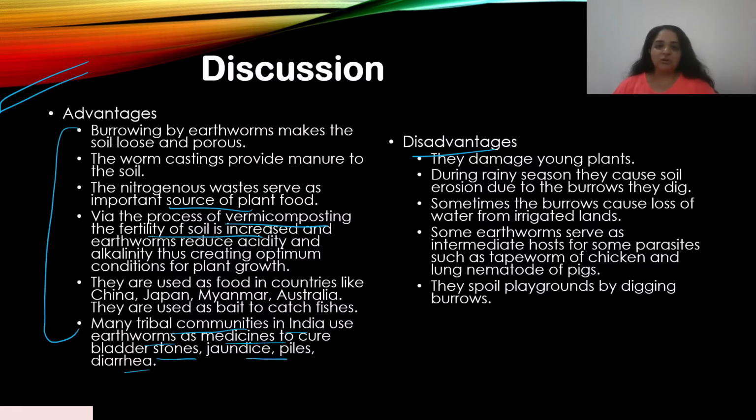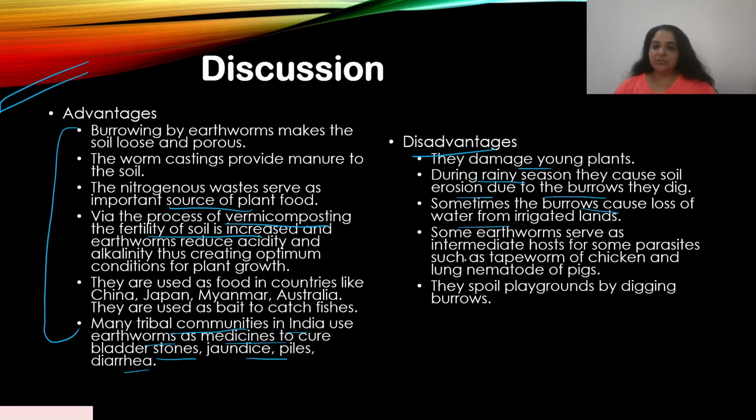Okay, so we have already discussed advantages. Let's go to the disadvantages. There are some disadvantages. Obviously, as you can see, the number of advantages are more than the disadvantages. So they tend to damage young plants with the continuous burrowing. During rainy season, they cause soil erosion due to burrows they dig. Sometimes the burrows cause loss of water from irrigated lands.